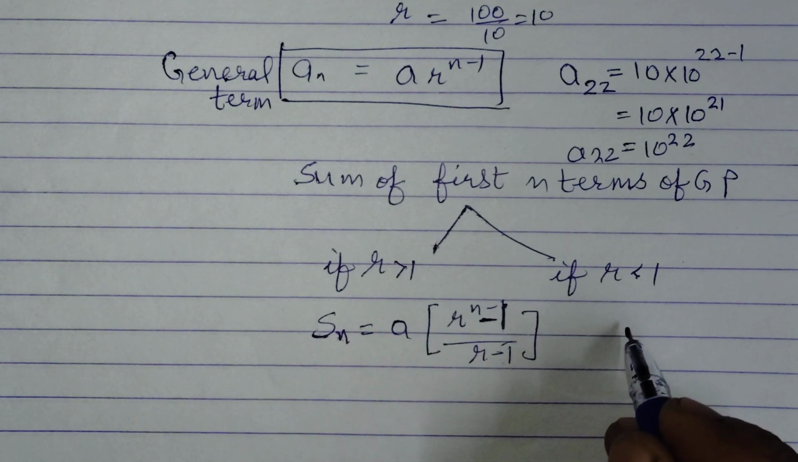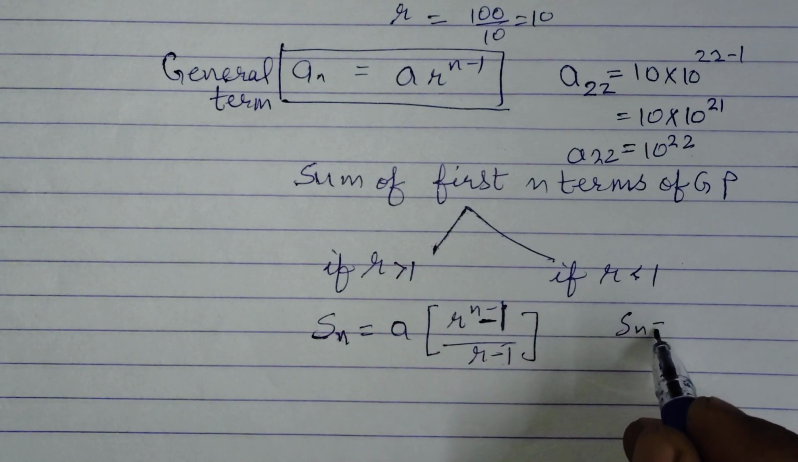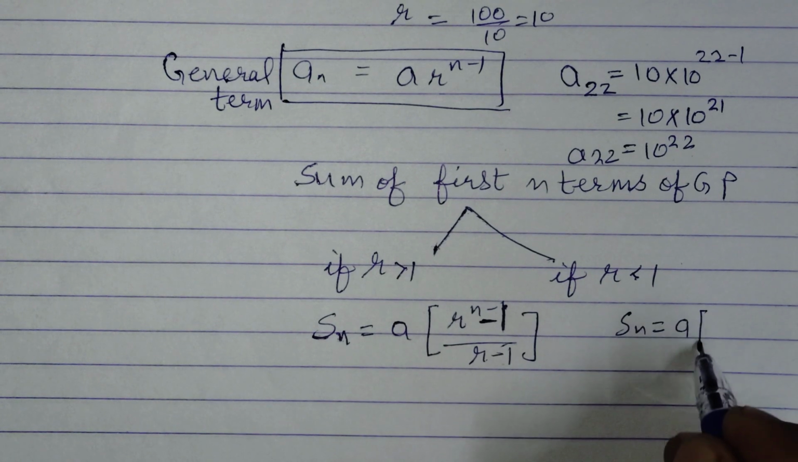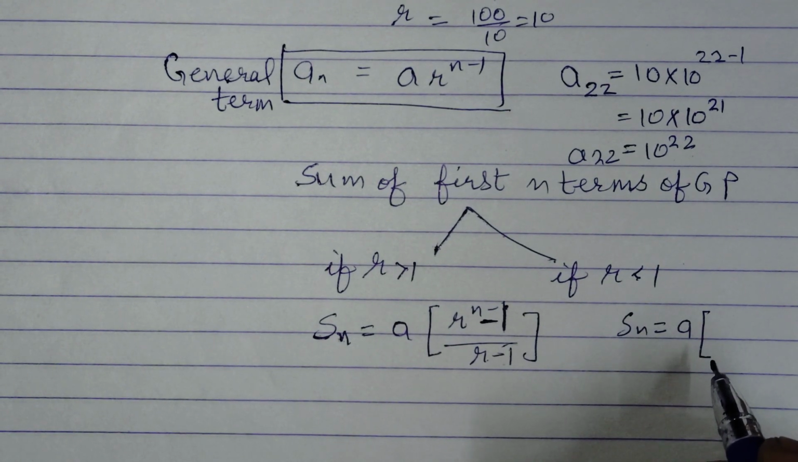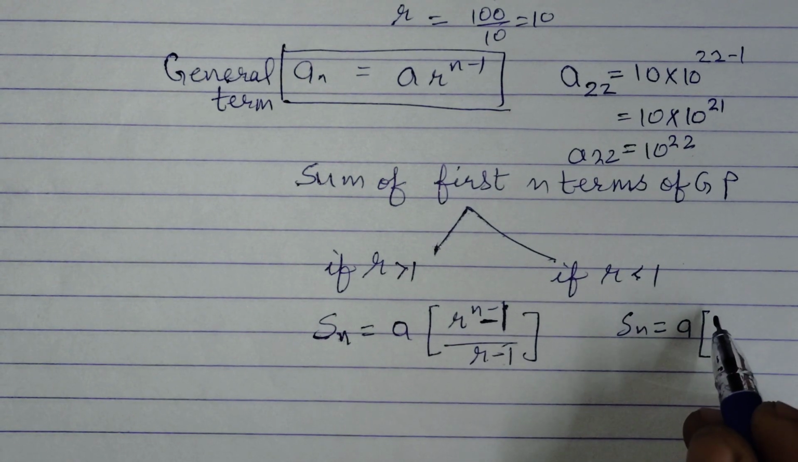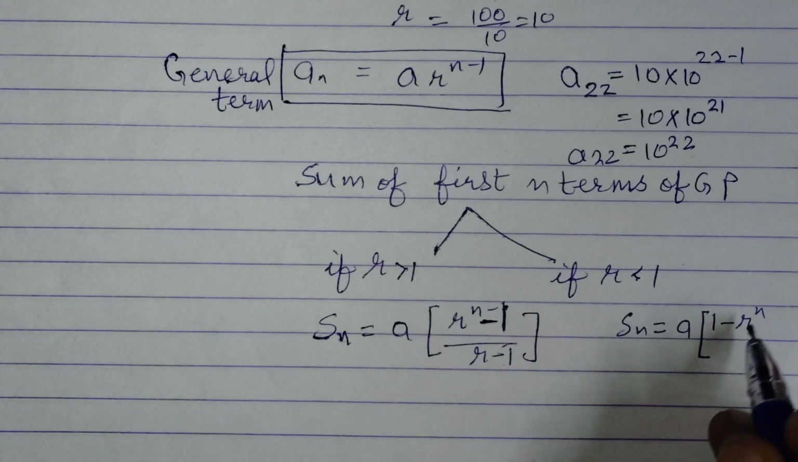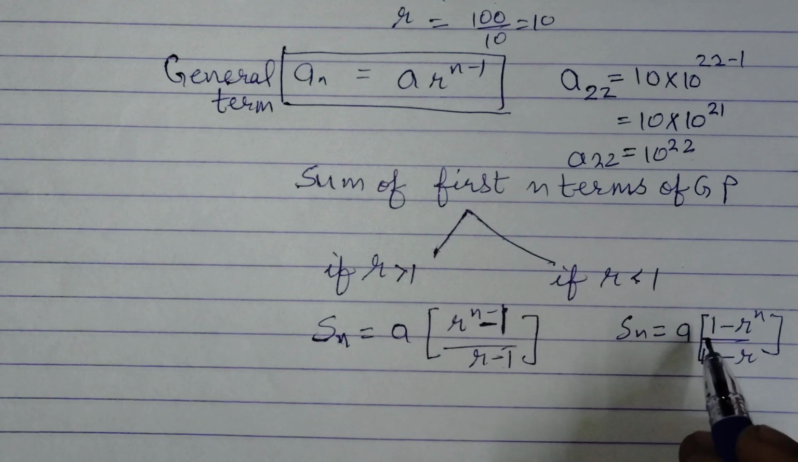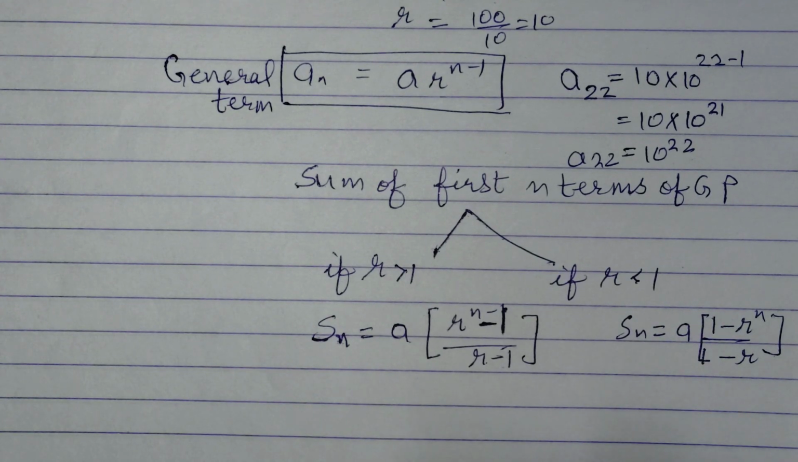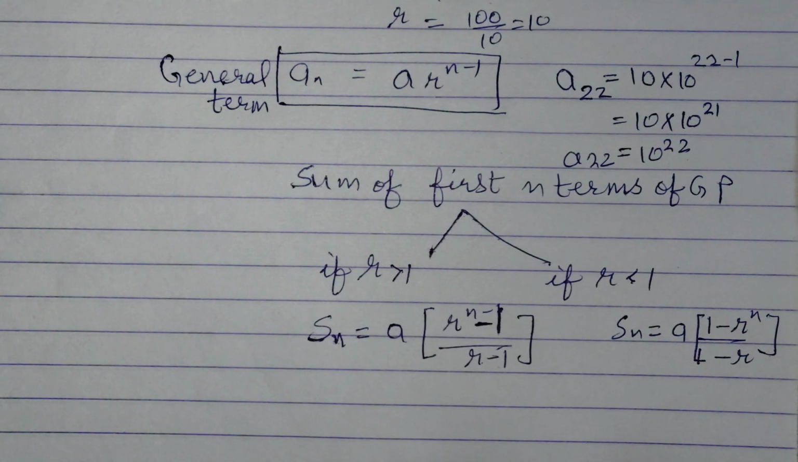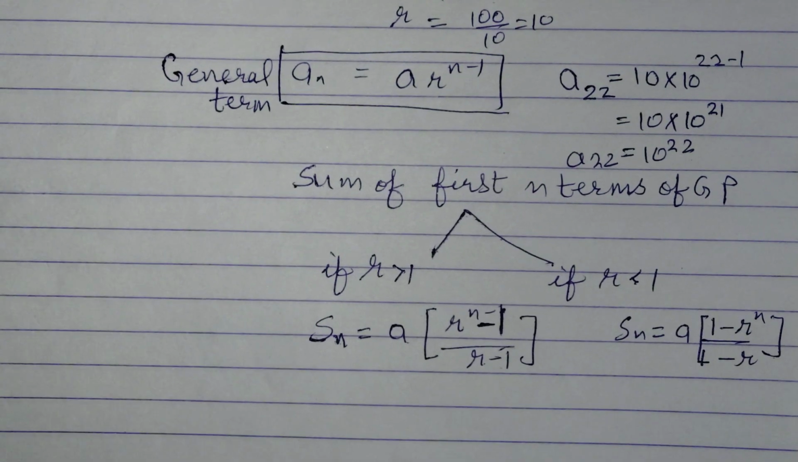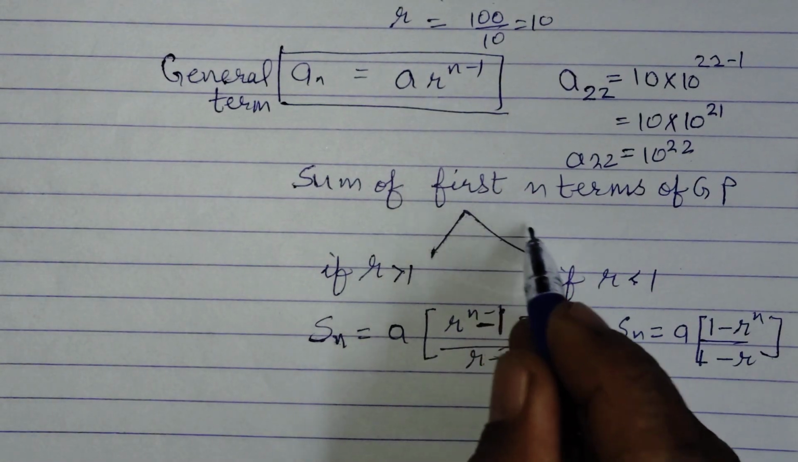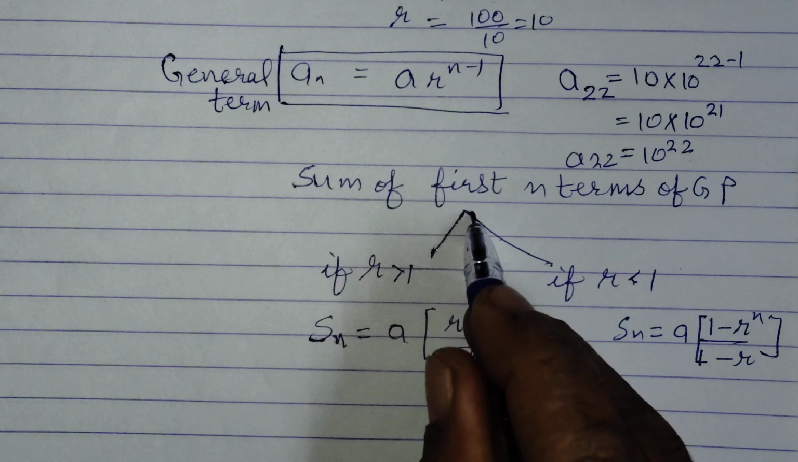And for R less than 1, we replace it: Sn equals A (1 minus R power n) upon (1 minus R). We take minus common from both numerator and denominator, cancel out the minus sign, then we get this formula. And no separate case arises for R equal to 1.